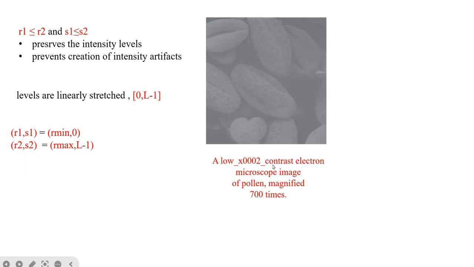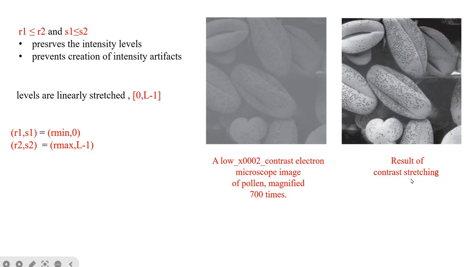Here we are taking a low contrast electron microscope image of pollen, which is magnified 700 times. I have taken this from the textbook, and this is the result of the contrast stretching. What contrast stretching is doing is enhancing the overall contrast by spreading the intensity levels. You can see a clearer picture, because the contrast was low and here the contrast has been enhanced.